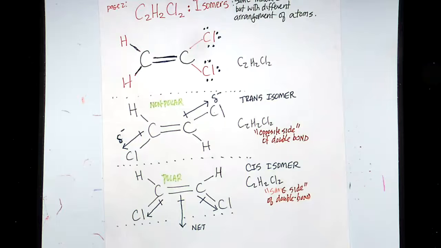Those are the only two types of isomers I'd like to teach you, because you can go down this rabbit hole and go very deep. But we'll be very simple here in Chem 1. Cis isomer, trans isomer.